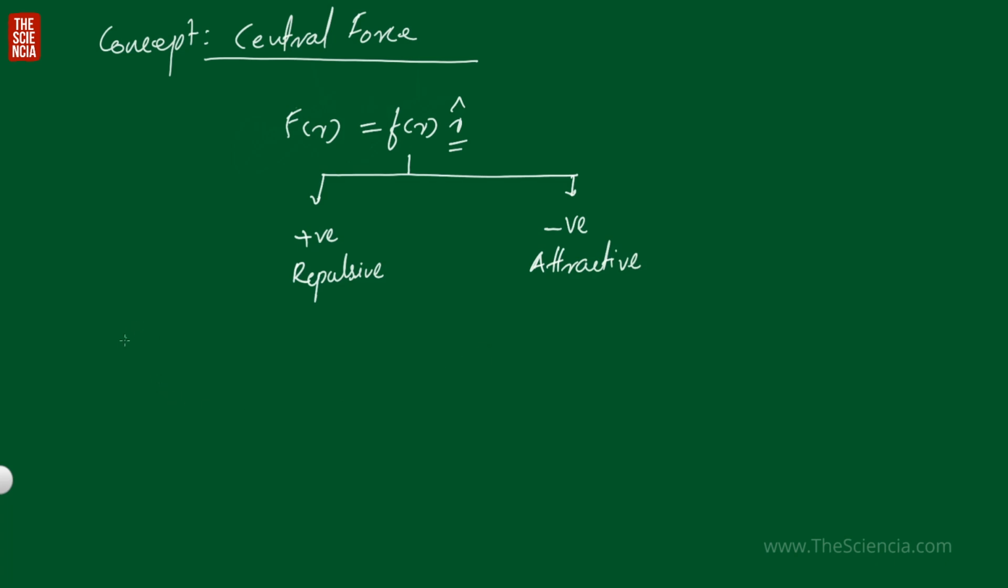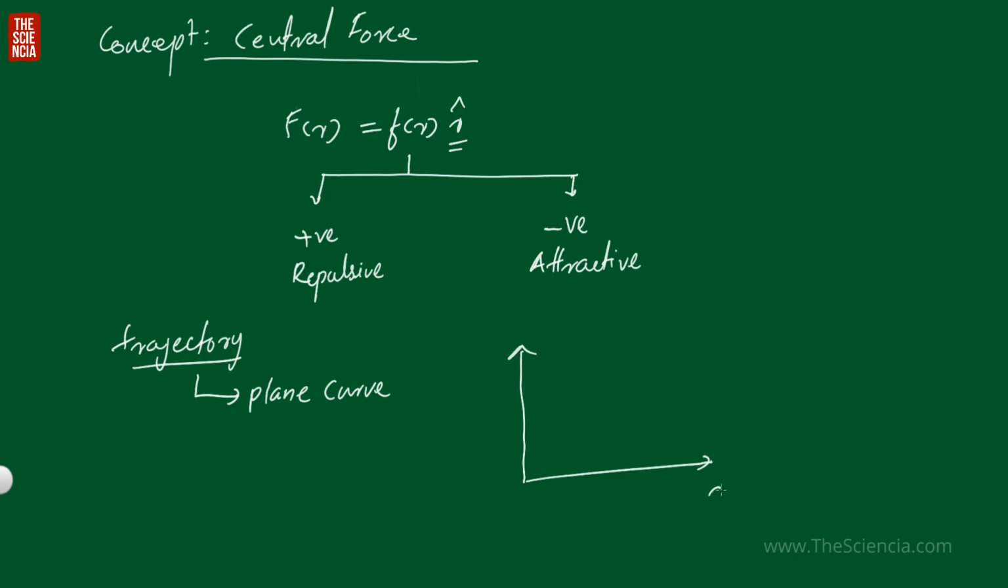And what will be the trajectory of a particle moving under central force? It will be a plane curve. What is this plane curve? Suppose this is a plane, x and y plane, and a particle is moving like this. Then we need only two parameters to represent it. That is, one is r and one is theta. So this is a plane curve. So under central force, a particle or a body will move only in a plane. That is, its motion is restricted to a plane if the force is a central force.